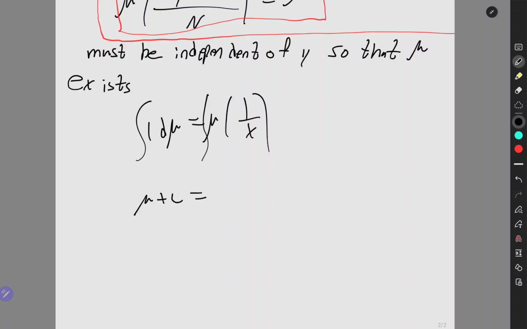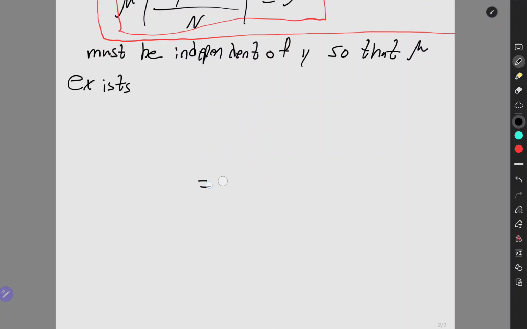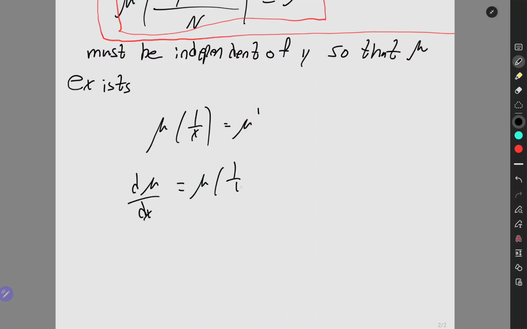What happens with that mu? I'm so confused about what my professor did here. He has the natural log of x, which I assume comes from this side, is equal to mu plus c. Oh, okay. I see what he did. Forget about this. Let me rewrite this. This is actually separable. So I'm going to take that right side here and move it over here. This is d mu dx. This is mu 1 over x, right?